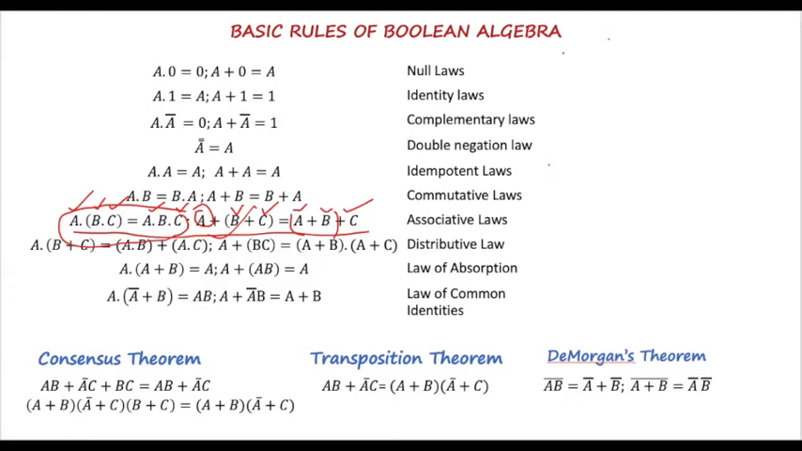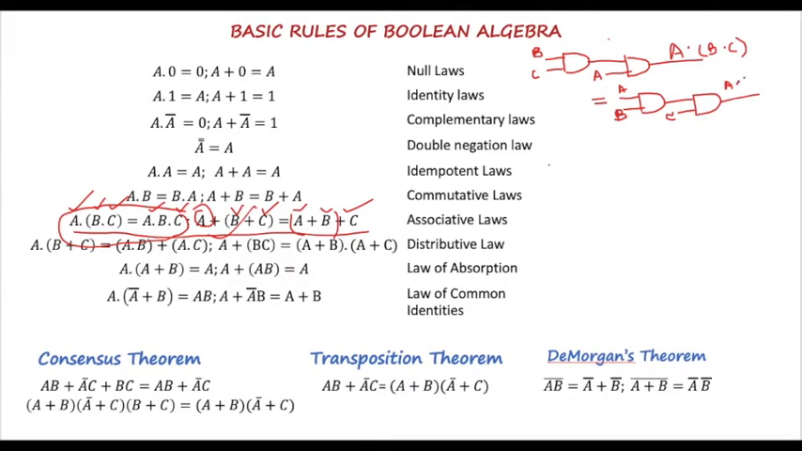Now let me explain this one. B and C ANDed with A gives A and B dot C, which equals A and B ANDed with C, which is A dot B with C.